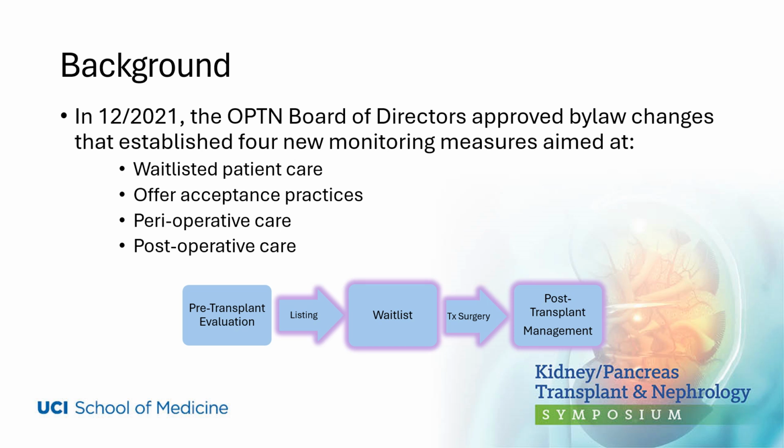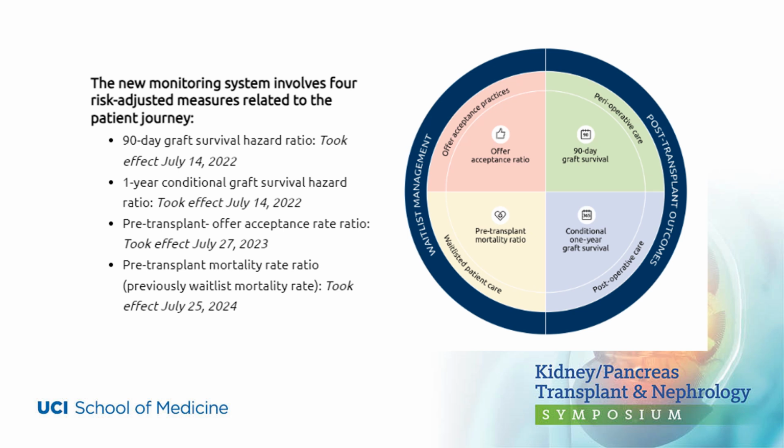Therefore, in December 2021, the OPTN Board of Directors approved bylaw changes that establish 4 new monitoring measures aimed at waitlisted patient care, offer acceptance practices, perioperative care, as well as postoperative care. These 4 new risk-adjusted metrics were rolled out over the past several years, and they each address a different part of the patient journey. For perioperative care, we have the 90-day graft survival. For postoperative care, we now have the conditional 1-year graft survival. For offer acceptance practices, we have the offer acceptance ratio, and for waitlisted patient care, we now have the pre-transplant mortality ratio.